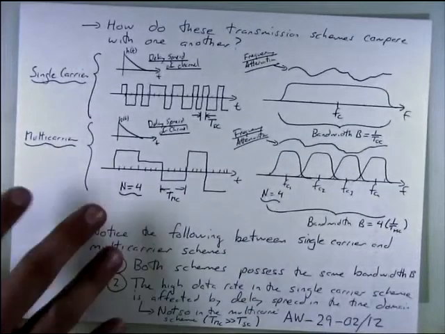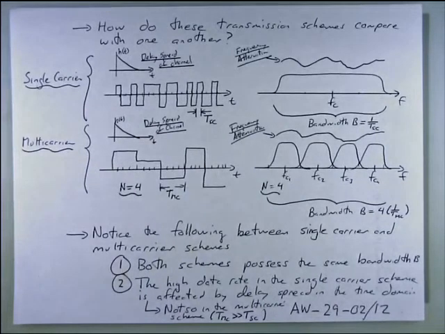So this is a nicer way of drawing what I've just sort of screamed. With single carrier, you have a very high speed data transmission that occupies a huge bandwidth, or you can split that up into N narrowband transmissions, each of which has a low data rate. So think of it from the perspective of the time domain, to accommodate time domain people.